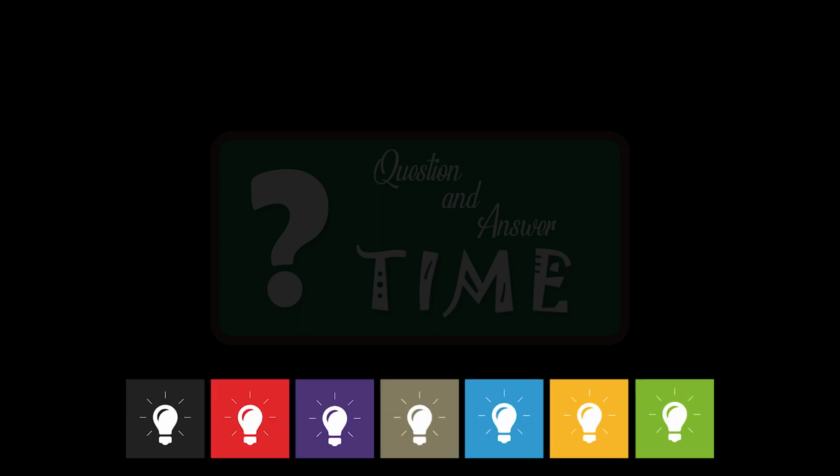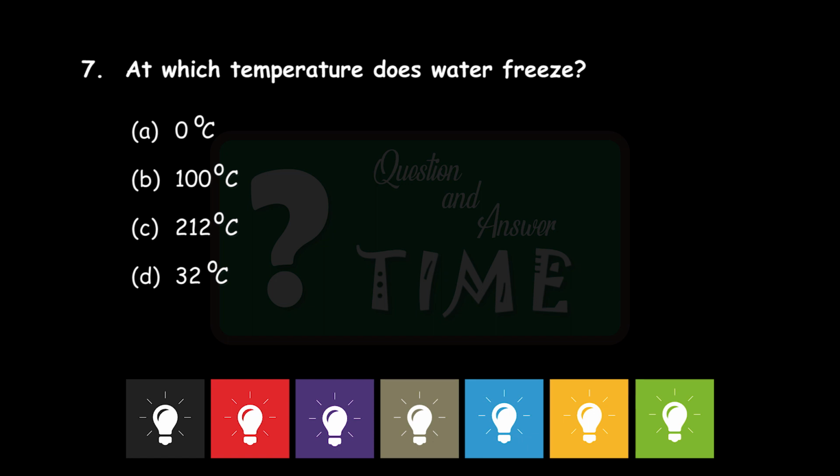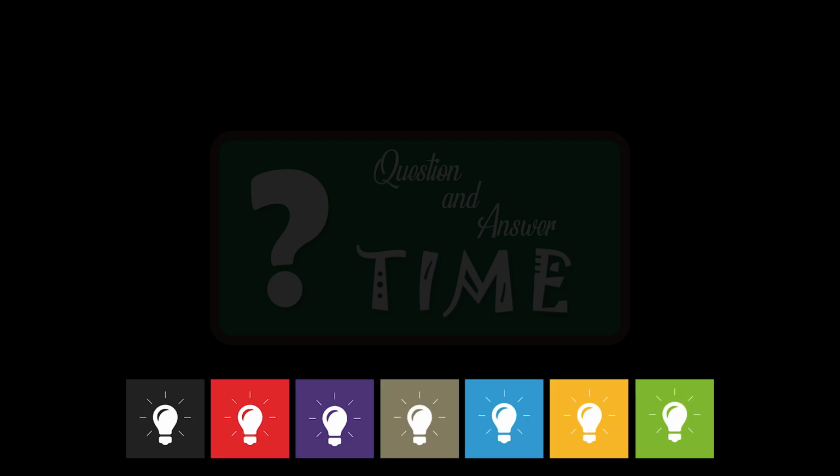Let us move to the next question. At which temperature does water freeze? The options are A. 0 degrees centigrade, B. 100 degrees centigrade, C. 212 degrees centigrade, and D. 32 degrees centigrade. It's quite easy, isn't it? The answer is option number A. Boiling.